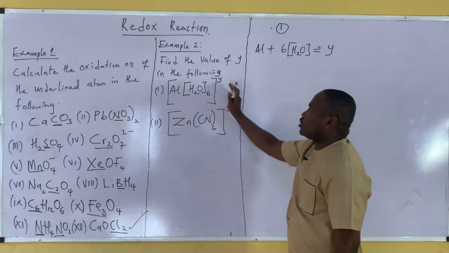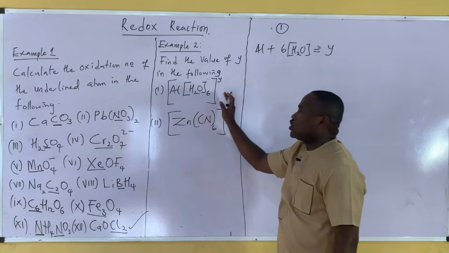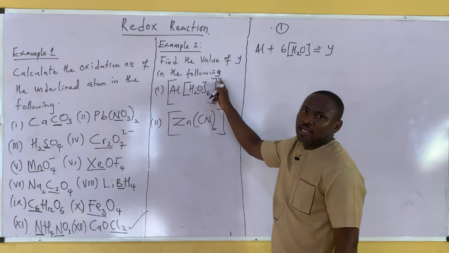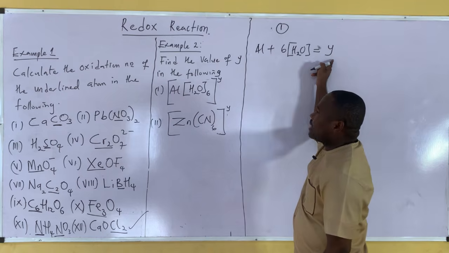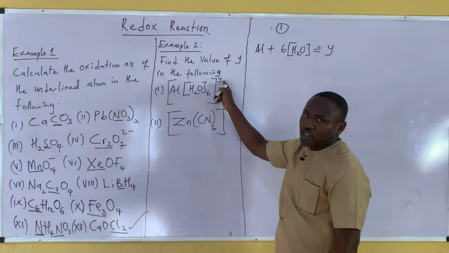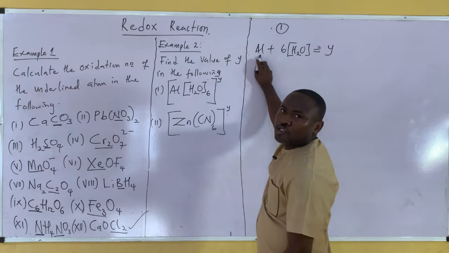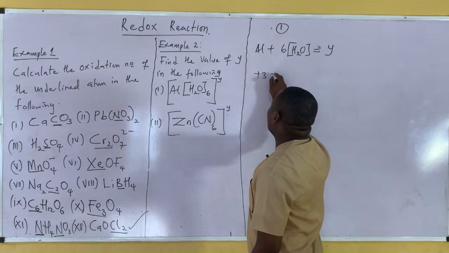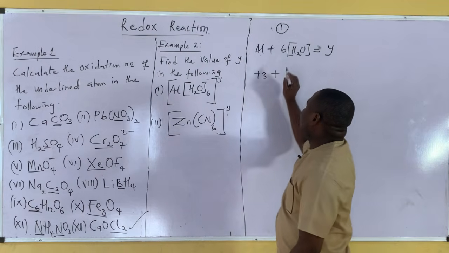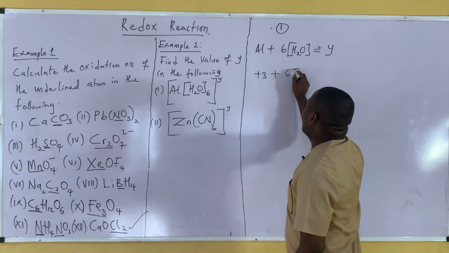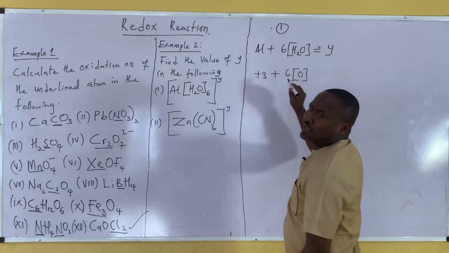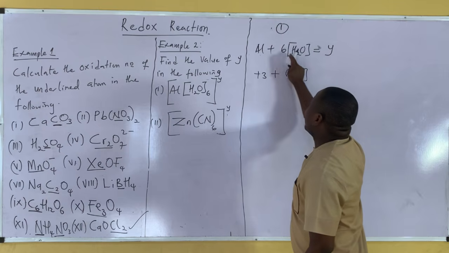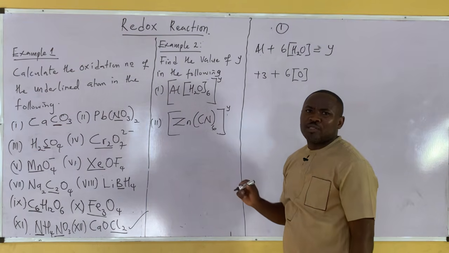I hope you know that the sum of all the oxidation numbers of the atoms that make up a radical equals the charge that it carries. So everything equals y. This is not equal to 0, it's equal to y. Now, what is the oxidation number of aluminium? It is plus 3. Plus, what about this? It is 6 open bracket 0. Why 0? The oxidation number of a compound is equal to 0. No need of stressing yourself, just drop it there at 0.